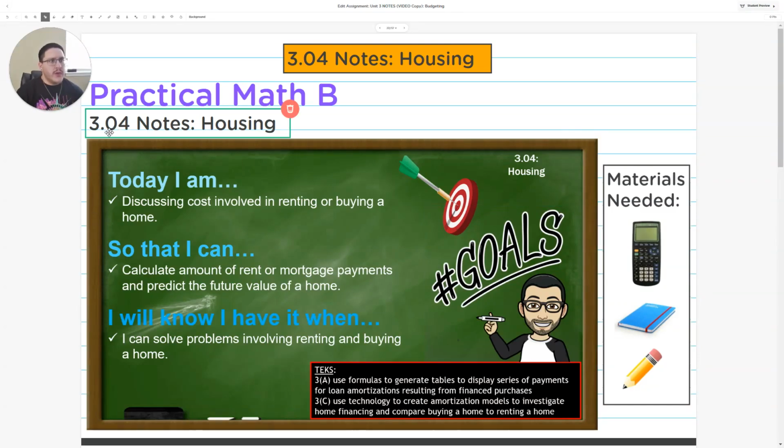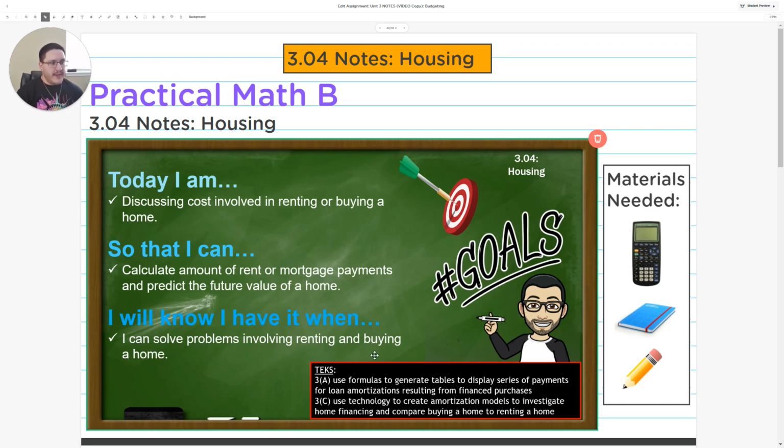This is section 3.04 of the Unit 3 notes, housing. Today I am, as in you are the student, discussing costs involved in renting or buying a home so that I can calculate the amount of rent or mortgage payments and predict the future value of a home. I will know I have it when I can solve problems involving renting and buying a home.